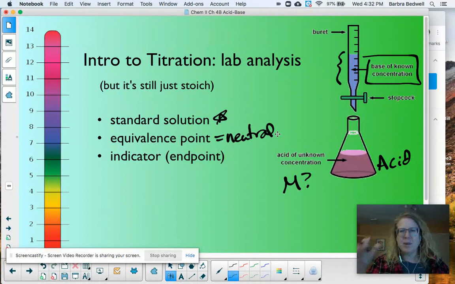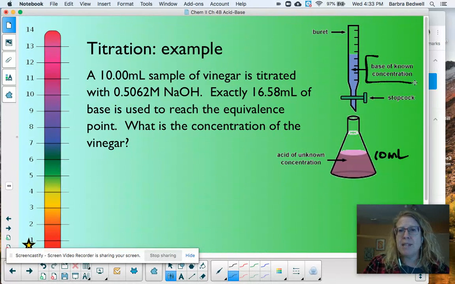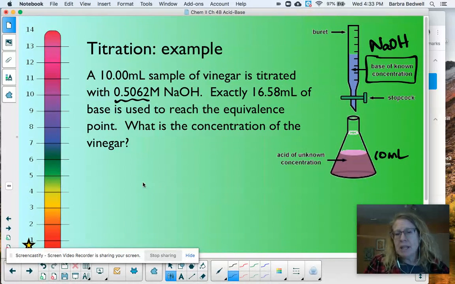So those are some fancy words kind of all thrown together here. So let's look at an example of what that is. So here's an example of kind of our setup. We've got a 10 milliliter sample of vinegar, and it's titrated with this horrible random solution of NaOH. That's our base of known concentration. In this case, we're going to use NaOH. Why is it such a weird value here? Because a lot of times when we do these at first, we have to know the exact concentration, not just sort of a random concentration. So this is actually pretty realistic.